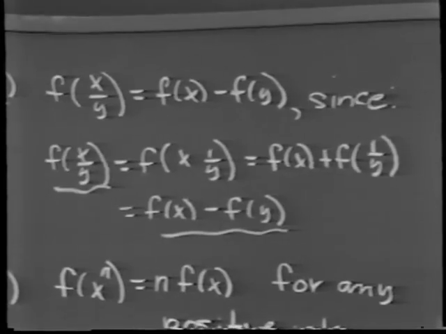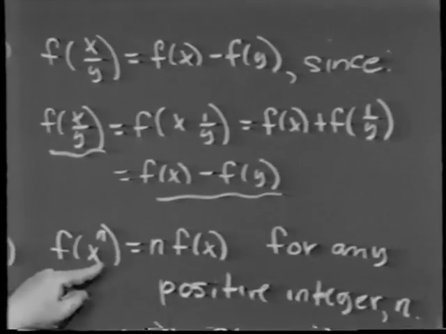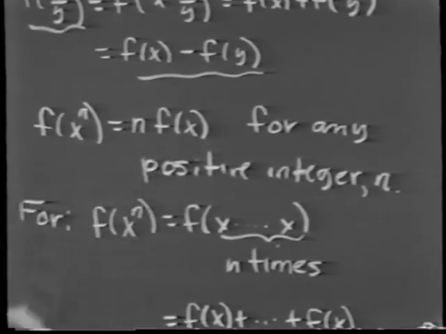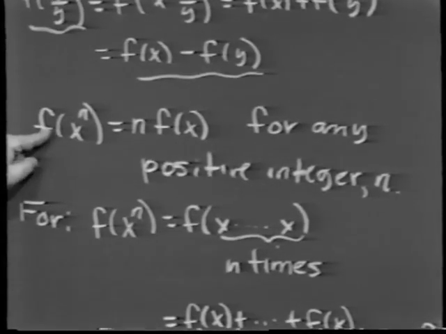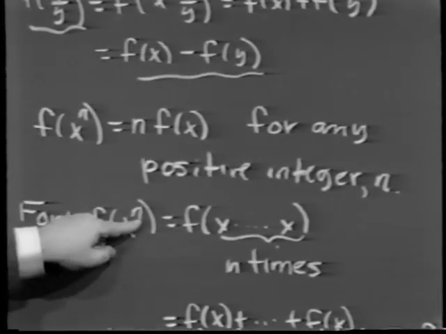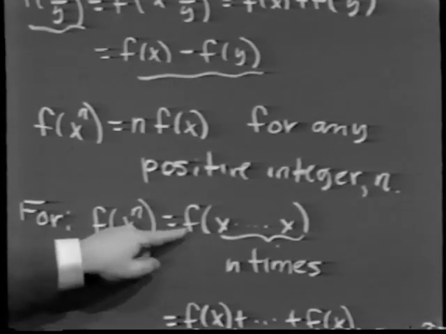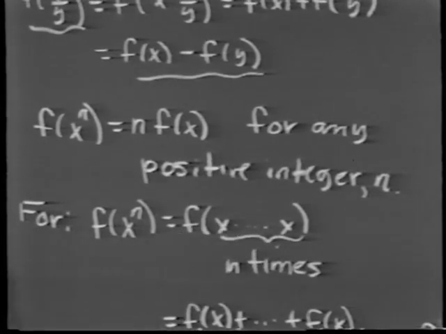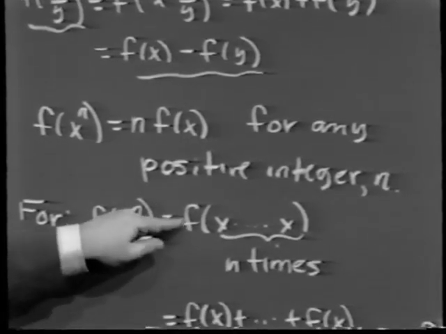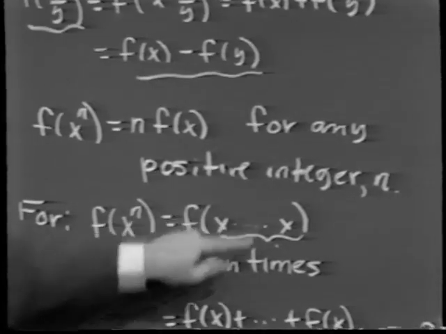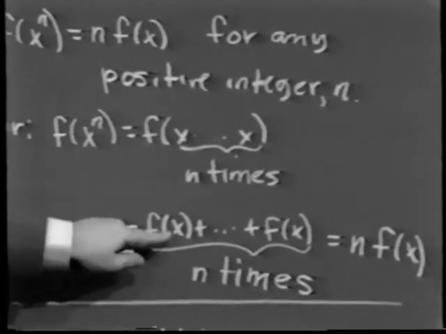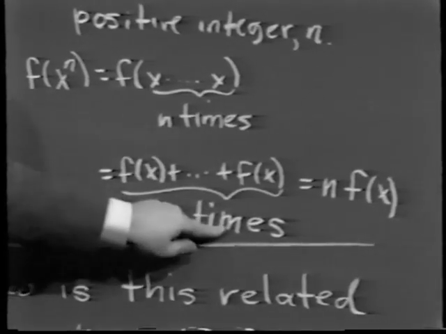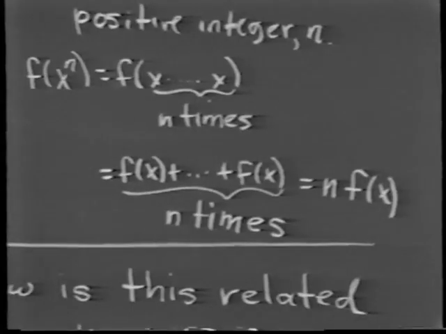And finally, by mathematical induction, if n is any positive integer, f of x to the nth power is just n times f of x. And the proof is rather clear. Namely, f of x to the nth power, when n is a positive integer, means f of x times x times x times x, n times. And since the logarithmic property says that f of a product is the sum of the f's, that's equal to f of x plus etc. plus f of x, n times, and that precisely is just n times f of x.